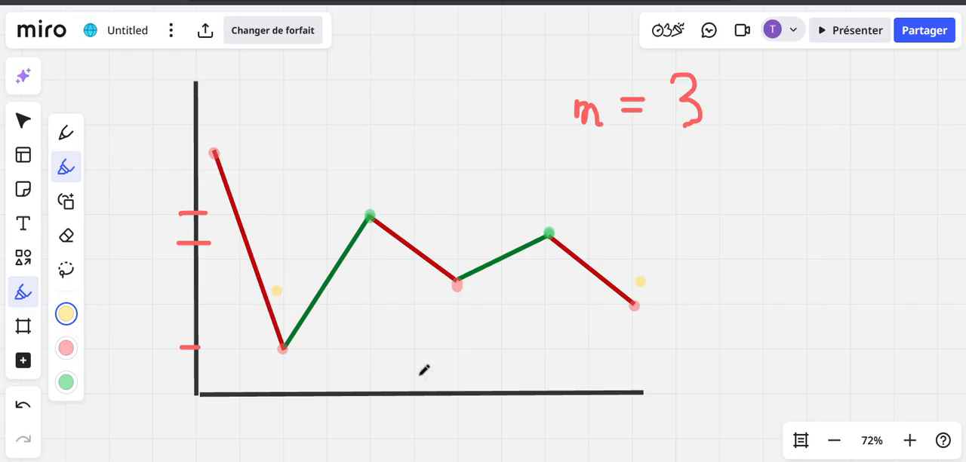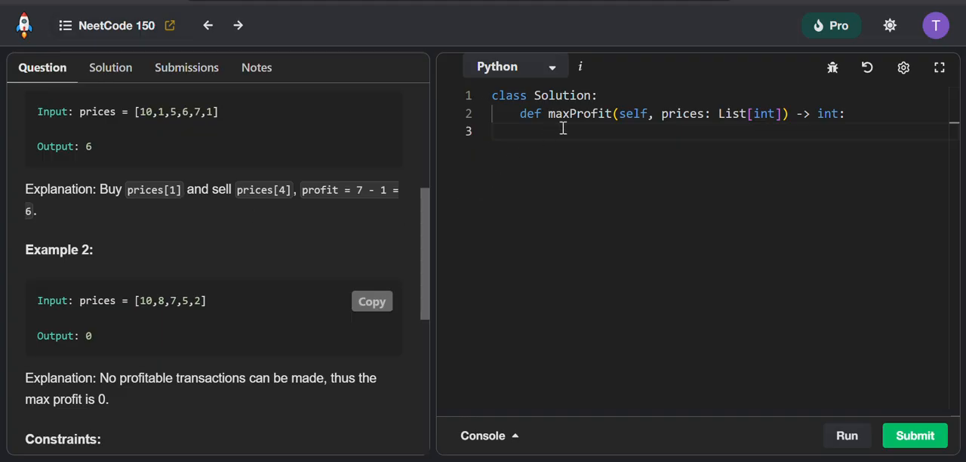In this case, it's the same scenario. The price at the left index is still smaller than the price at the right index, but the profit here is only 1. So we're going to keep our maximum profit at 3, and we are going to return 3. So this is the maximum profit.